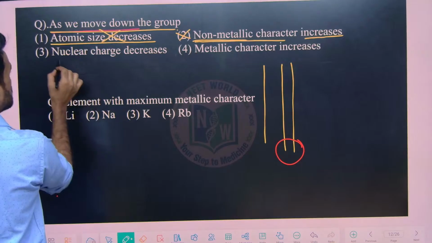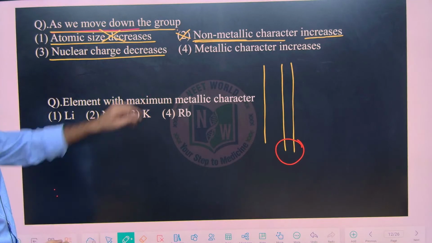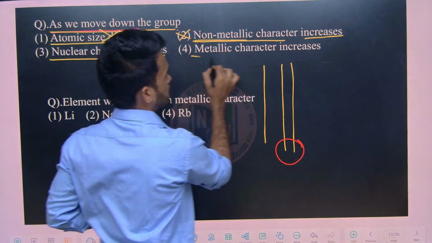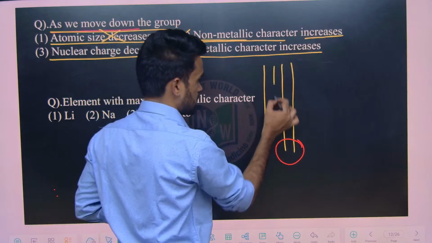The next thing is nuclear charge. What happens to nuclear charge? We'll come back to this. Look at the next option: metallic character increases. Yes, metallic character increases down the group.